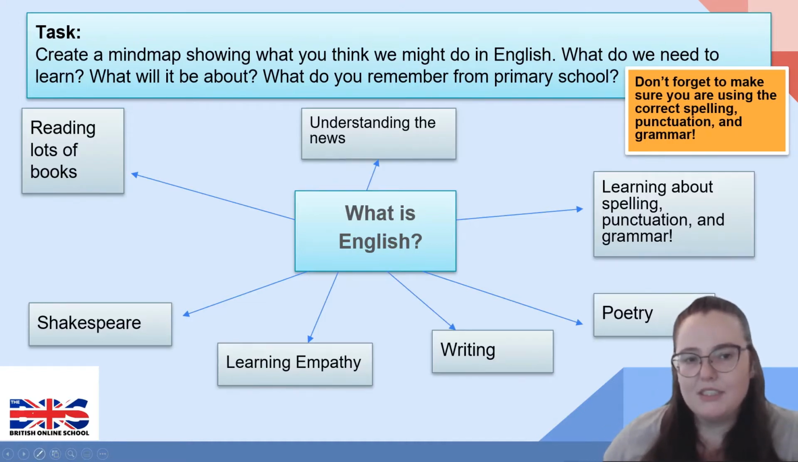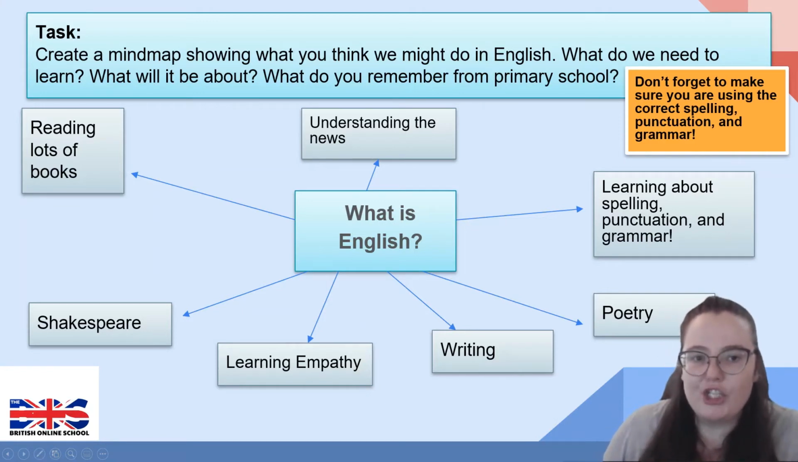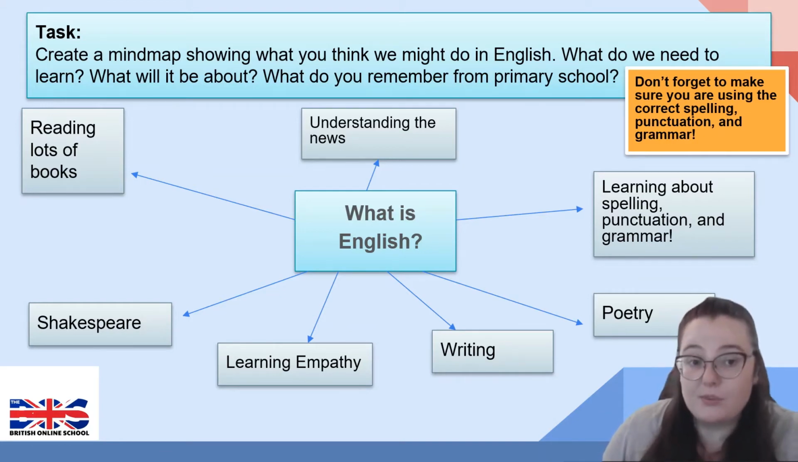Quite a few of them. Perhaps unsurprising because I am an English teacher. But let's start at the top. Understanding the news. Now, understanding the news is one of the most important things that I think that we learn in English. Okay, so we learn how to understand news articles, we learn how to understand what's happening in the world around us, how to interpret other people's opinions as well. And that's one of the key skills that we get through learning English, through reading literature.